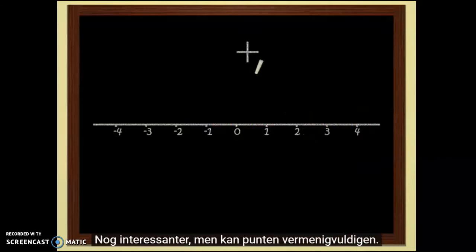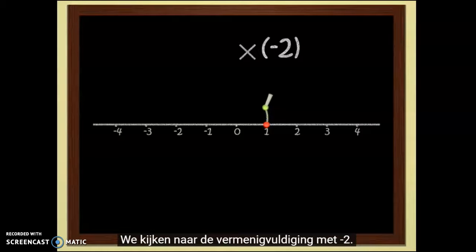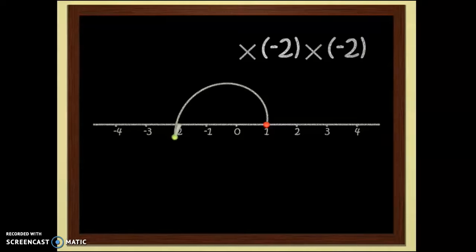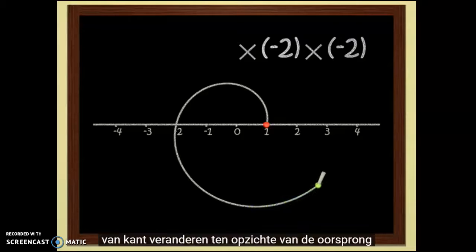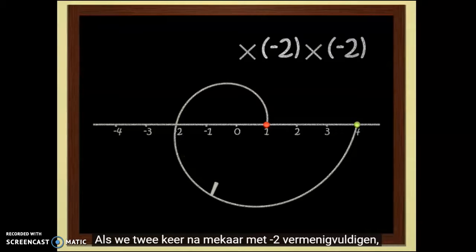More interesting still is multiplication of points. Let's look at multiplication by -2, for instance. It transforms the point 1 into the point -2, of course. And if you multiply once again by -2, you have to do the same thing. Change sides with respect to the origin, and double the distance from the origin. You get 4, of course. If we multiply twice by -2, we have multiplied by 4.